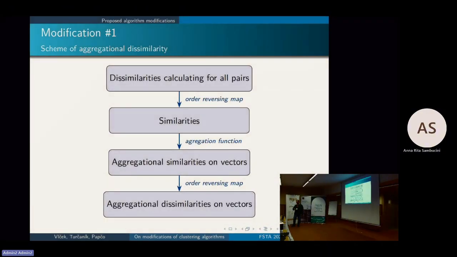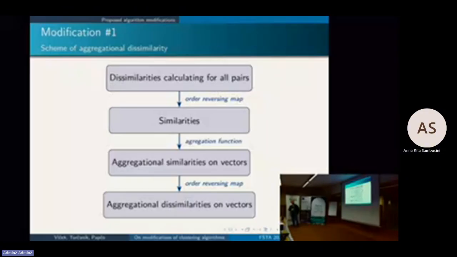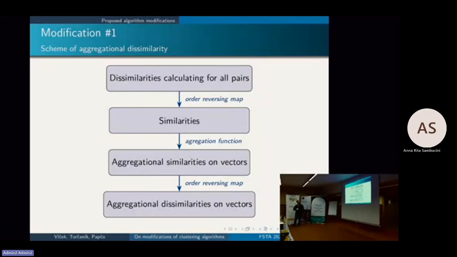Now we get to our first modification. We use the aggregational dissimilarity measure, and here is a scheme of it. We calculate dissimilarities for all pairs. Then, applying an order reversing map, we get similarities. We use some aggregation function and get aggregated similarities on vectors. And again we apply an order reversing map, not necessarily the same as the first, and get aggregational dissimilarities on vectors. This is the scheme.